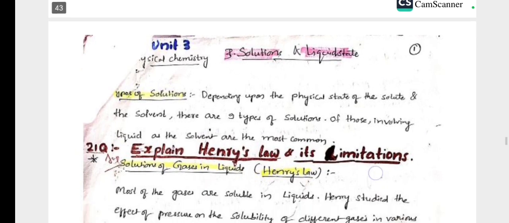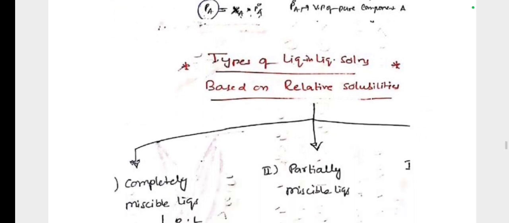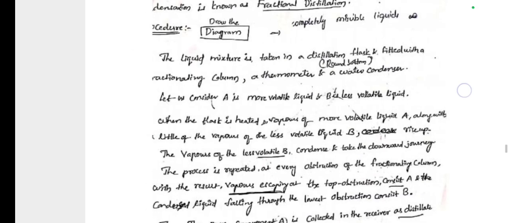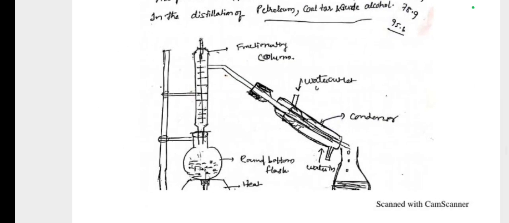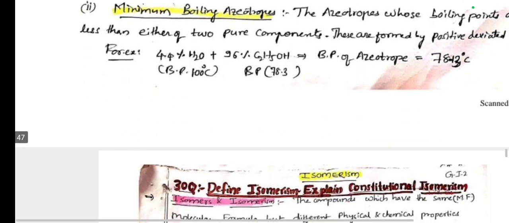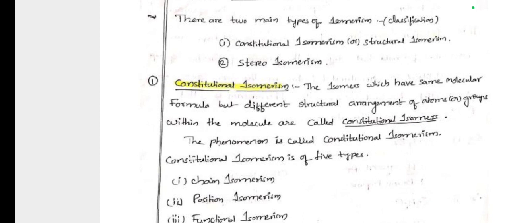Next, solution topic. In solution topics, first read Henry's law and Raoult's law. These two are very important, and the equations also for Henry's law and Raoult's law. Remember the formulas also. Next, read this one. Explain fractional distillation. Practice this diagram. Theory you can write easily. Next, azeotropic mixtures. Read this question. Next, isomerism. This question also you can attempt easily.